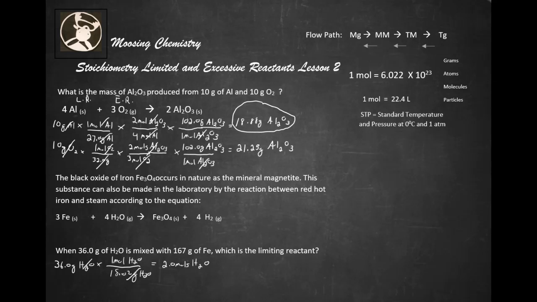On the other hand, we're going to take the 167 grams of iron, times 1 mole of iron, and let's see here, divided by 55.85 grams of iron. And that is going to give me approximately 3 moles of iron.